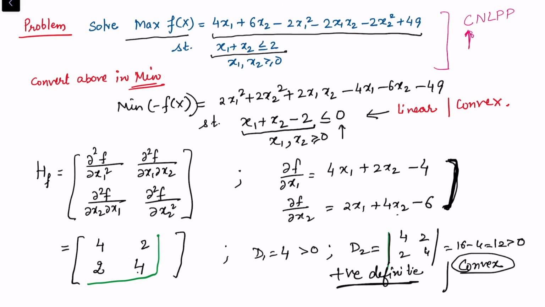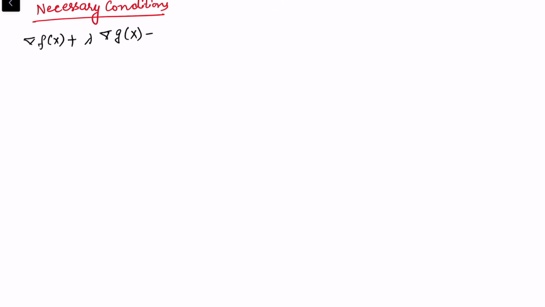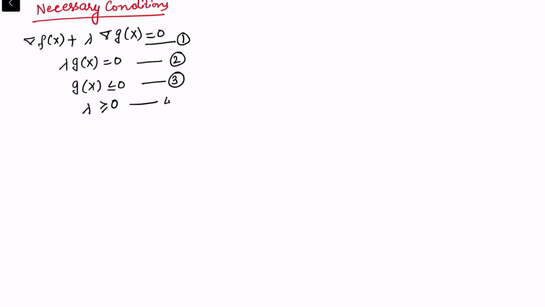So let's now write the necessary conditions, or we can say the KKT conditions. Here I will first write the necessary conditions, and then from the question we will see the corresponding conditions. The first condition is gradient of f(x) plus lambda times gradient of g(x) equal to 0. There was only one constraint, so I simply write lambda. Then lambda times the constraint should be equal to 0. That's the second condition. The constraint should be less than or equal to 0. That's the third condition. And the multiplier lambda should be greater than or equal to 0. That is the fourth condition.